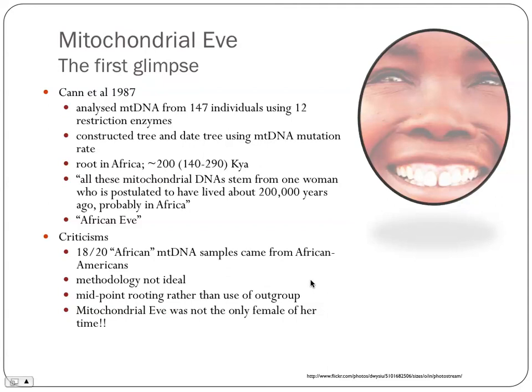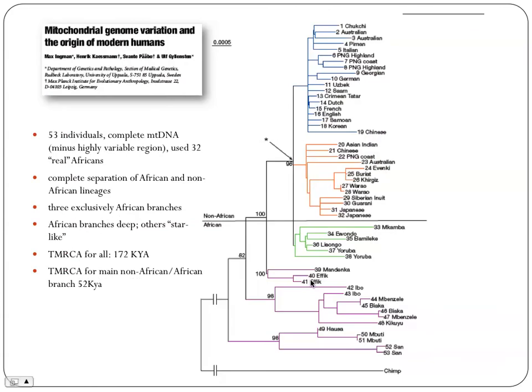And some people said it's a bit misleading to talk about mitochondrial Eve because it harks back to the Bible, and this was the first woman or the only woman of her time. It wasn't true at all. There were many other women at the same time. It's just that their lineages died out and that particular individual's lineage survived to the modern day and is responsible for the diversification.